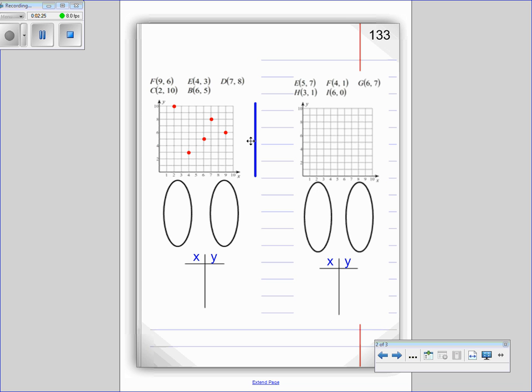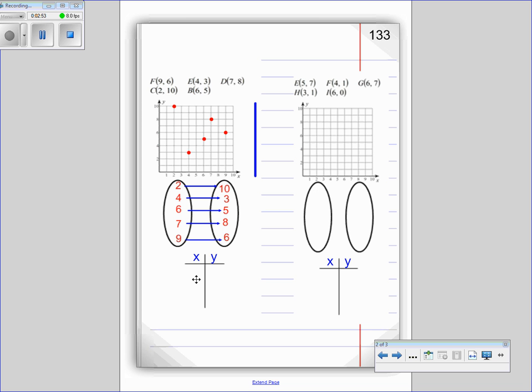And we can title that, up here at the top, we can title that function. That's how we can represent a function graphically. We can also represent it in a map by mapping each x value against its corresponding y value. So the 2 is associated with 10, 4 with 3, 6 with 5, 7 with 8, and 9 with 6. You'll see that each x has only one y that goes with it. That again means it's a function.